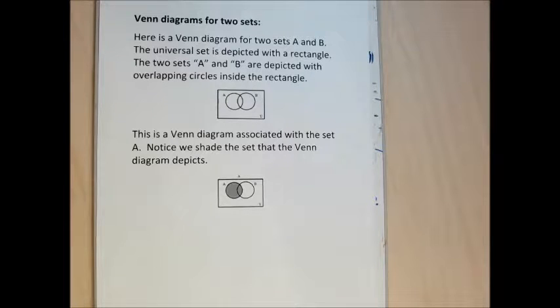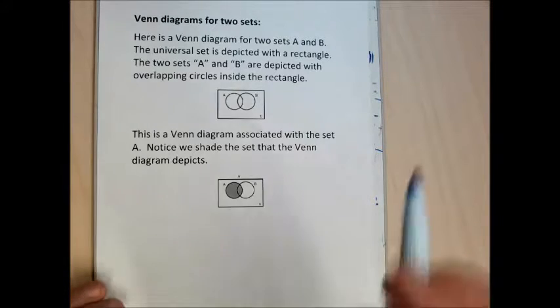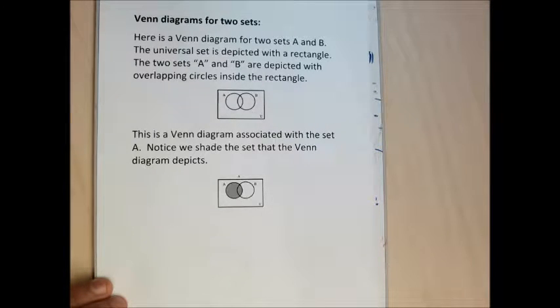So let's talk about how we're going to represent sets visually. To represent sets or intersections, complements, unions of sets with a Venn diagram, we usually shade the Venn diagram to illustrate the set that we're talking about.